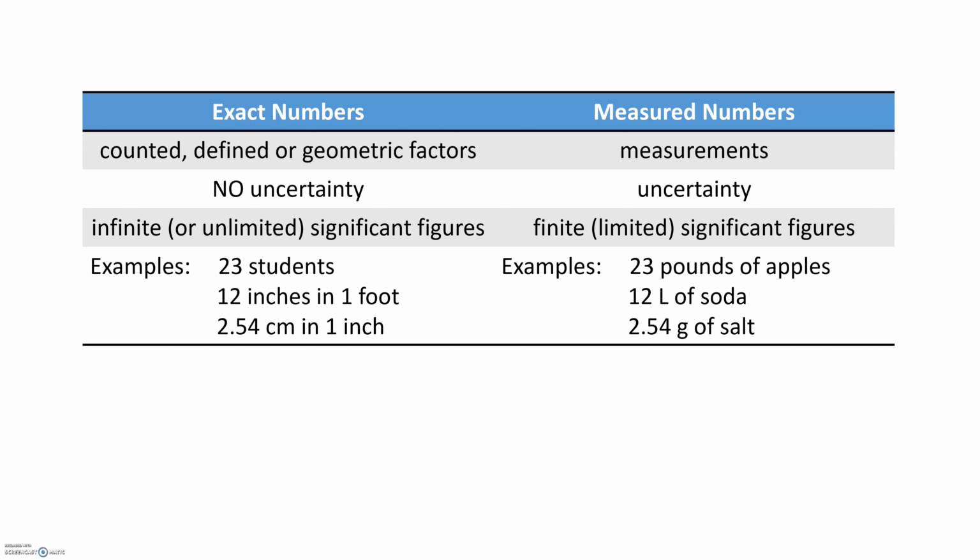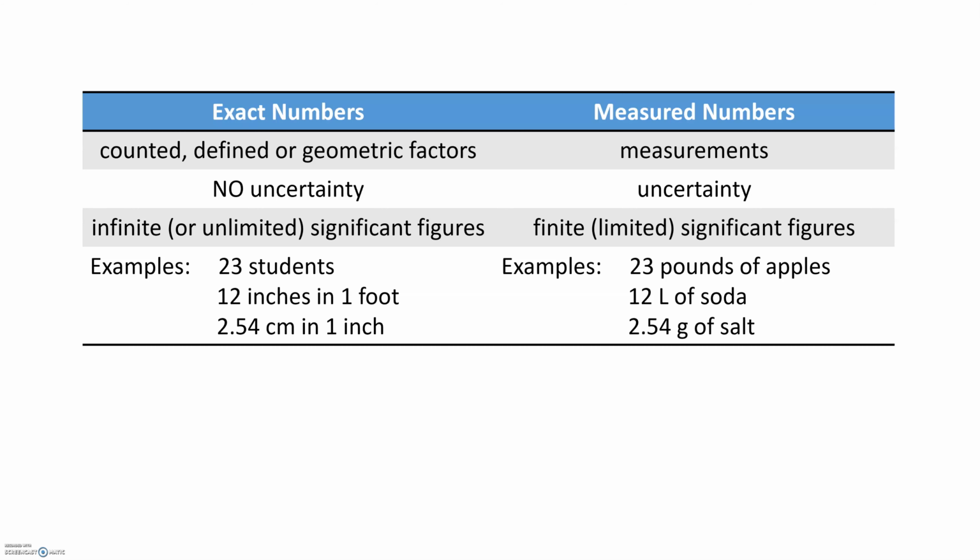So remember, we had divided the world into two kinds of numbers: exact numbers, which are not the result of measurements, so they have no uncertainty. They have an infinite number of significant figures, versus most of the numbers we're going to encounter in our class, which are measurements, which do have an inherent level of uncertainty, or a limited number of significant figures.